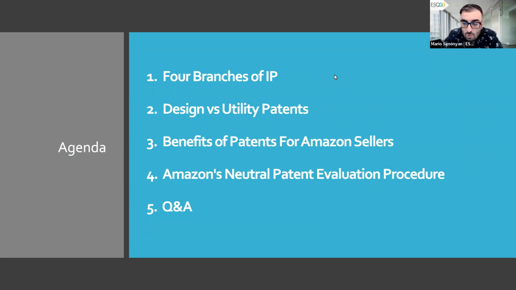The agenda for the presentation, initially, we'll go ahead and talk about the four branches of intellectual property. Then we'll get into the difference between design patents and utility patents, and then benefits of patents for Amazon sellers, how Amazon sellers could really utilize both design patents and utility patents, and what my thoughts are about that. And then lastly, we'll get into Amazon's neutral patent evaluation procedure.